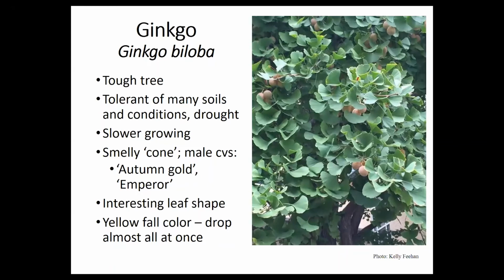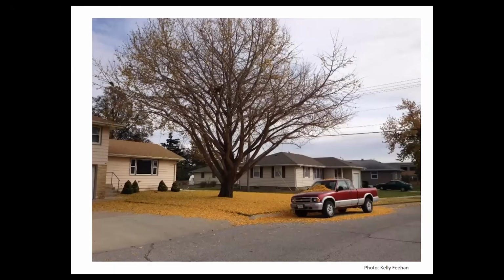So a very interesting leaf shape, kind of fan shaped with parallel veins. Beautiful yellow fall color that, yes, almost every leaf drops at the same time. This is a tree in my neighborhood, which is also a female. I keep saying I'd like to find that male tree that's pollinating our female trees. But as you can see here, almost in one day, those leaves just drop. So you only have to rake once.